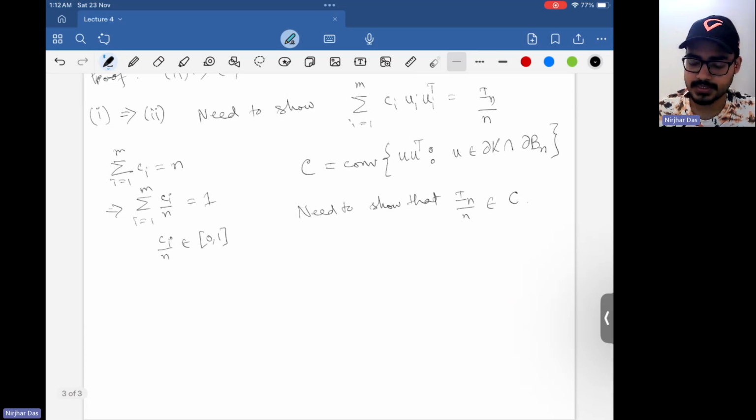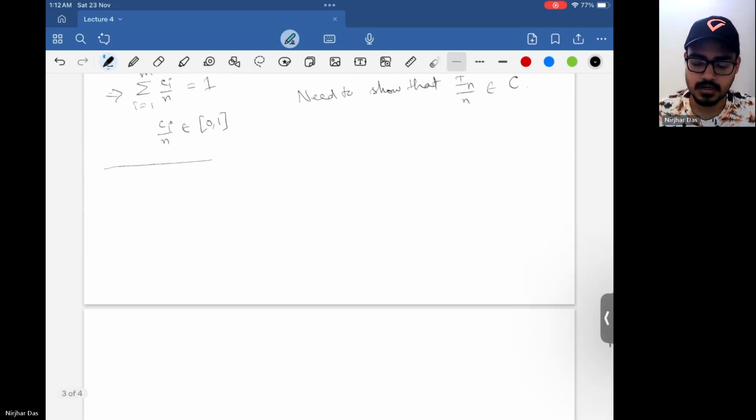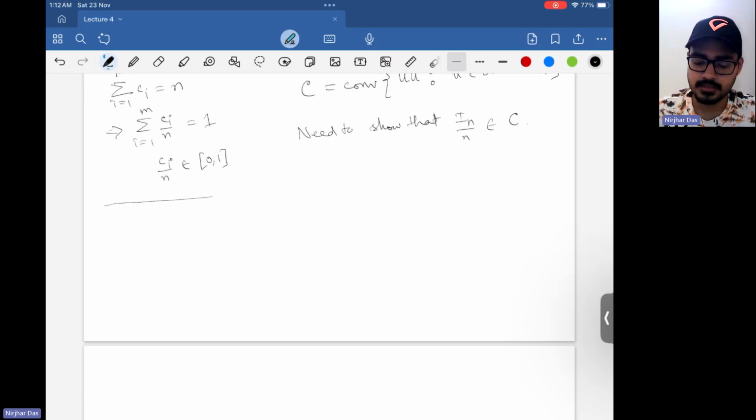So we will basically show that this happens. And as for general proof techniques, we'll start with the contradiction. We'll start with an assumption: suppose this does not happen. Then we'll end up showing some contradiction. Suppose I_n does not belong to C.